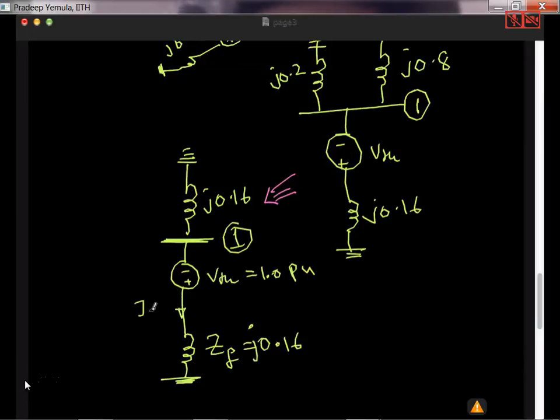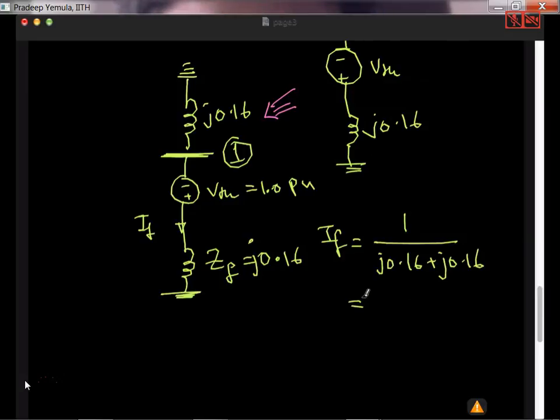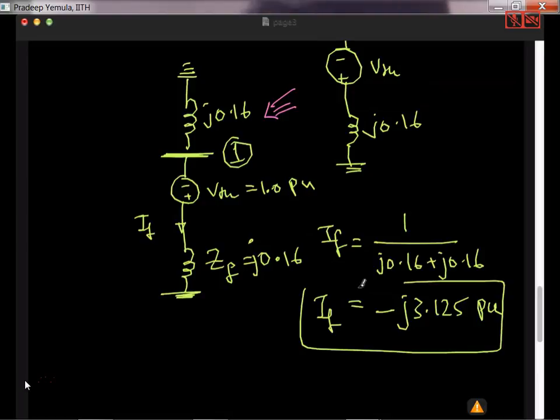So what is fault current? So simple Ohm's law I can apply here. So fault current is nothing but 1 divided by j0.16 plus j0.16. So let me just calculate that. 1 divided by 0.32. So this will be minus j3.125 per unit. So this is my fault current when the fault is at bus 1.